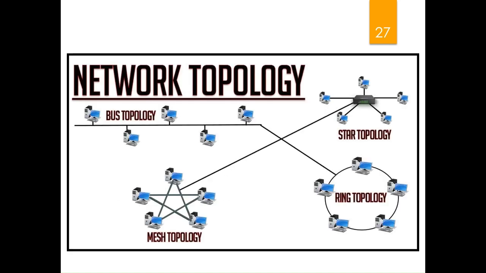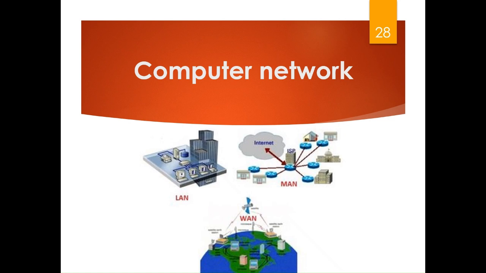Choosing the right topology depends on your network size, cost, speed, and reliability needs. Each topology has its strengths and weaknesses. There is no one size fits all. Now let's talk about the different types of computer networks based on their geographical coverage.